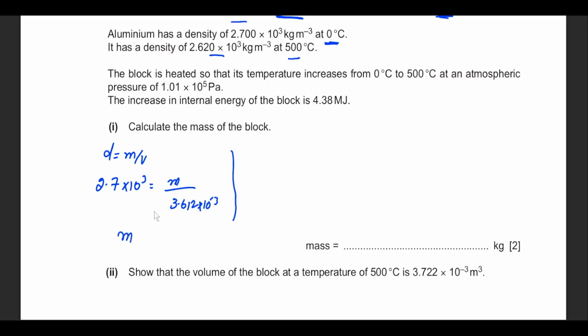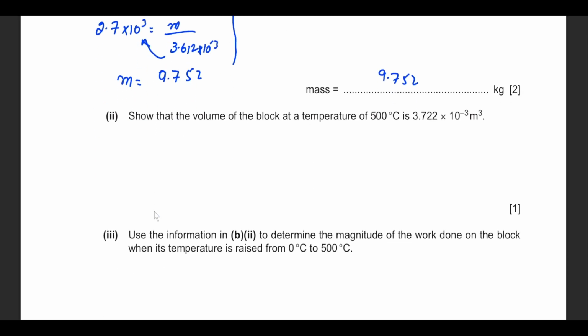Now once you find the mass by multiplying them together, your answer is going to be 9.752. This is 9.752. Part 2, show that the volume of the block at a temperature of 500 is this. Now, since it's a show that part, it's very likely it's going to be very easy.